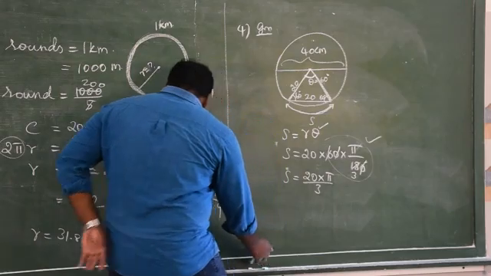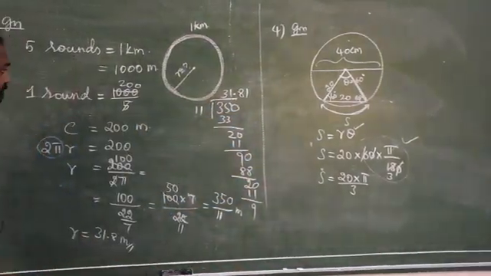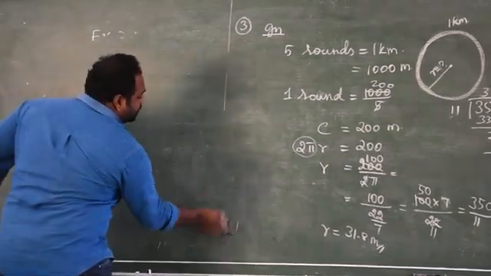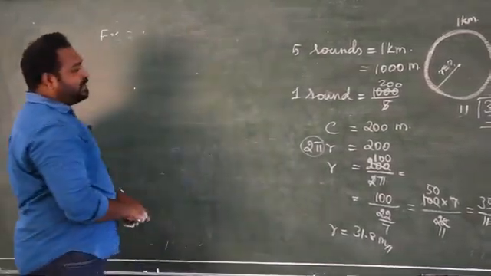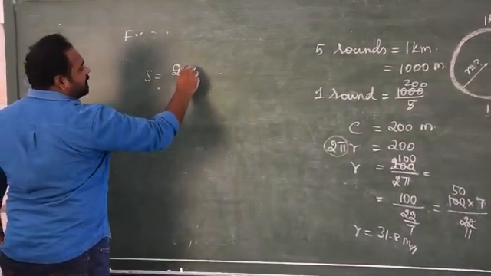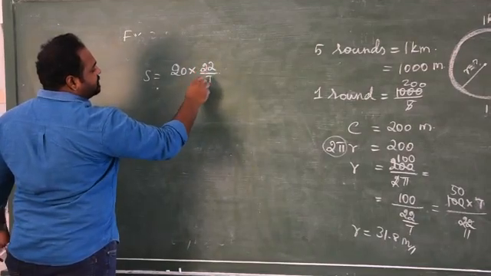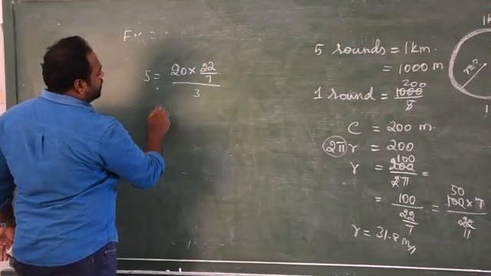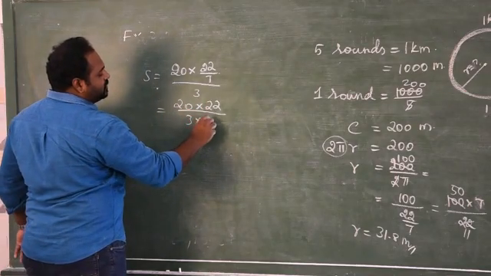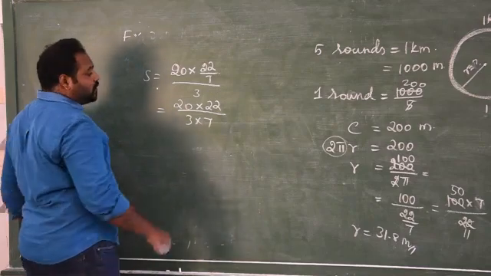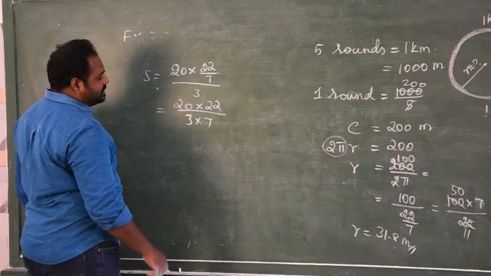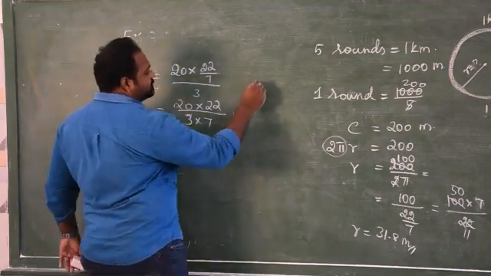So we know the value for pi. Here we have already studied the value of pi is 22 by 7. So S equal to 20 into 22 by 7, whole divided by 3. So 20 into 22 divided by 3 into 7. We can bring the denominator down. So here can we have a cancellation? No, we can't cancel these values. So multiply these values in the numerator.